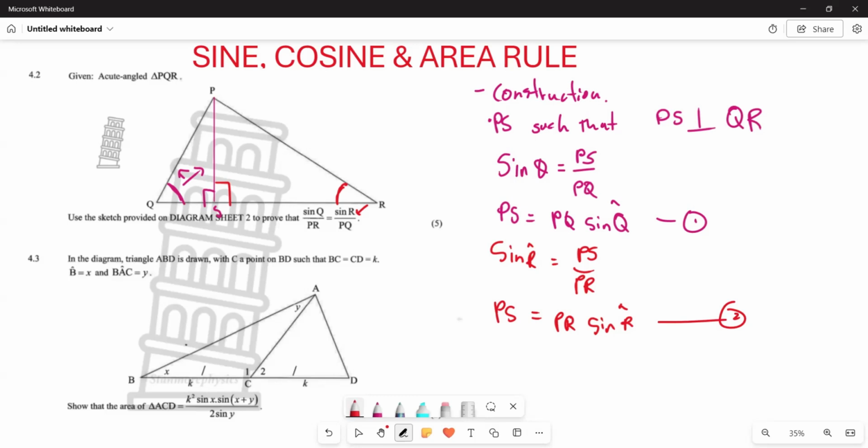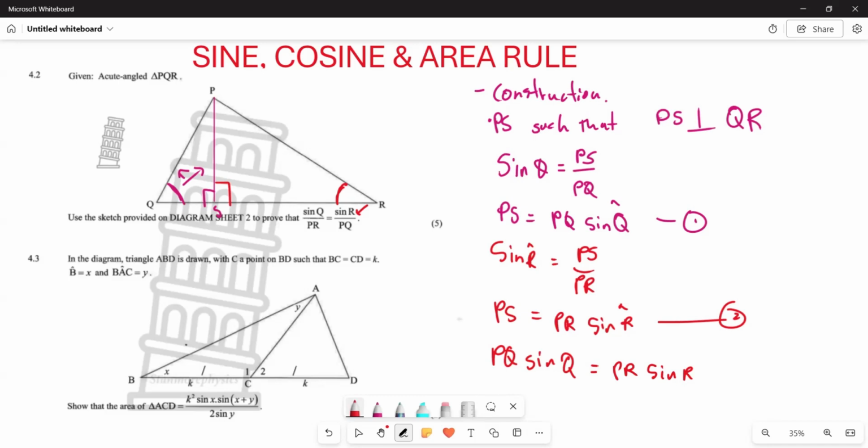So basically it means that now my PQ sine of Q is equivalent to my PR sine of R, right? Then what is it that I am going to do from here? Then I am going to divide here. So let's see now, this is equally going to be the same as my sine of Q over my PR, and this is going to be the same as my sine of Q over my PQ altogether.